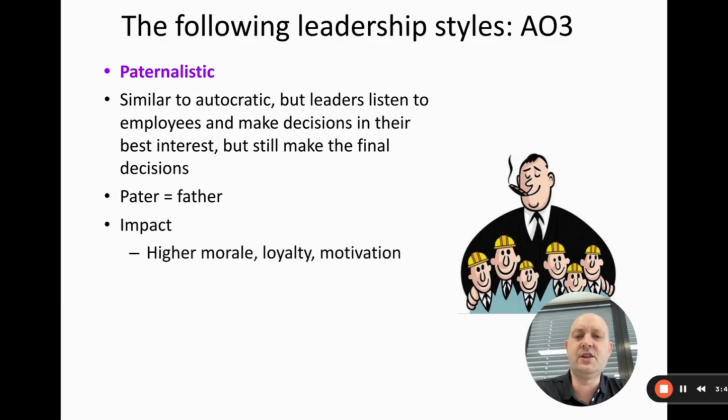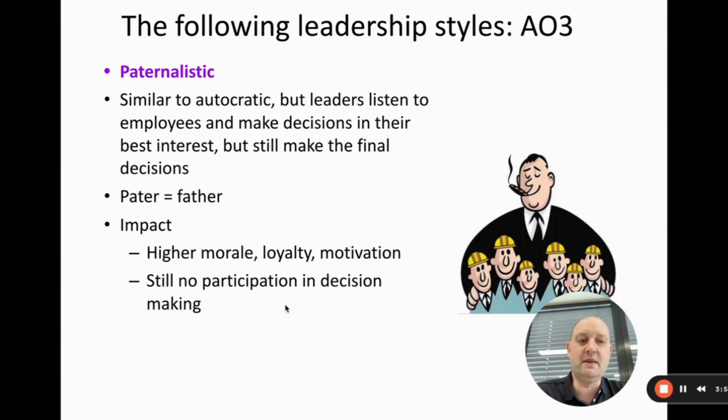So the impact is, compared to autocratic, we're going to get higher morale, and that's because staff are going to feel like they're being listened to, and so therefore staff are going to be more loyal, more motivated, but they still have no participation in decision making. So there's still going to be that problem alongside autocratic.